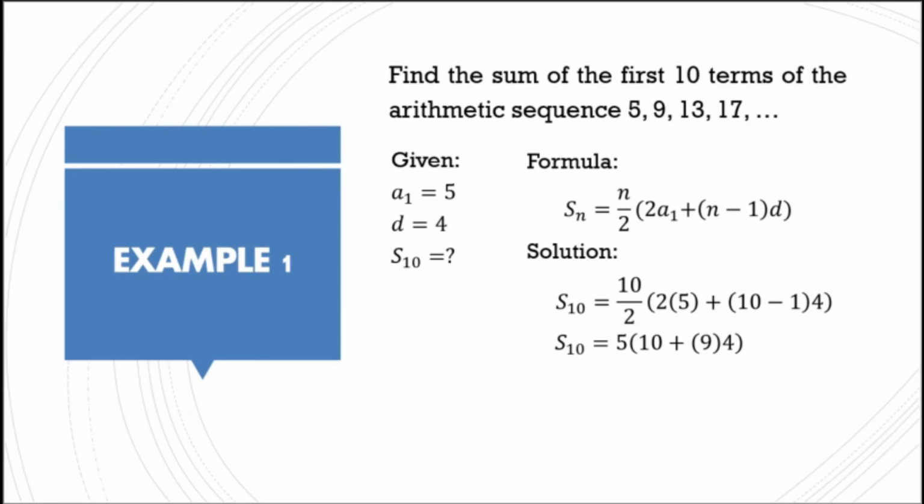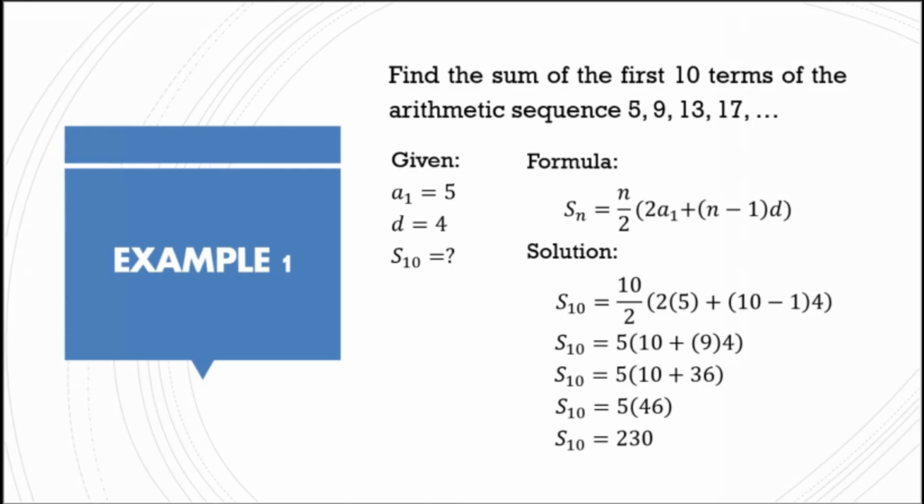10 divided by 2 is equal to 5, and 2 multiplied to 5 is equal to 10. Then 10 minus 1 is equal to 9. Then we write 4. 9 multiplied to 4 is equal to 36. So we have 10 plus 36, which is equal to 46. Then we multiply 5 and 46, and the result is 230. Therefore, the sum of the first 10 terms of the arithmetic sequence 5, 9, 13, 17, and so on and so forth is 230.